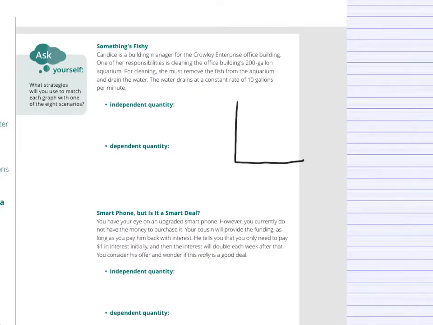All right, the second scenario, something's fishy. Candace is a building manager for the Crowley Enterprise office building. One of her responsibilities is cleaning the office building's 200-gallon aquarium. For cleaning, she must remove the fish from the aquarium and drain the water. The water drains at a constant rate, that is a huge key term right there, of 10 gallons per minute. So in my head, she's cleaning this aquarium, so it's got to be full. So I picture full with 200 gallons.